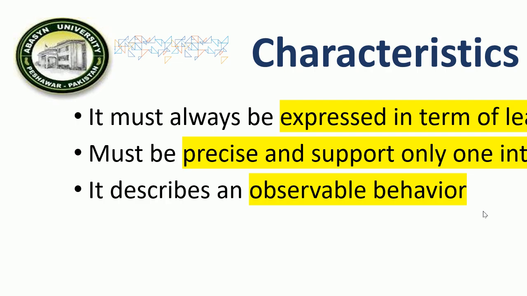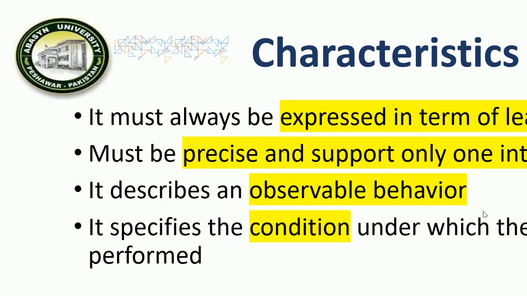In the syllabus, we need to mention that behavior which we want at the end of the topic or at the end of the course. For example, we can say that the student will be able to explain. So this explanation is a behavior. This is observable behavior that we can observe. Or we can say that at the end of the course, the student will be able to design a web page. So this design is an observable behavior.